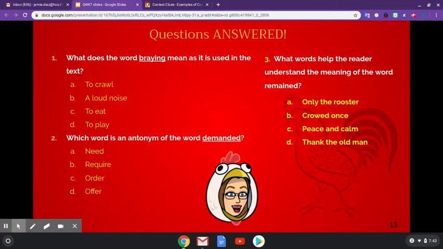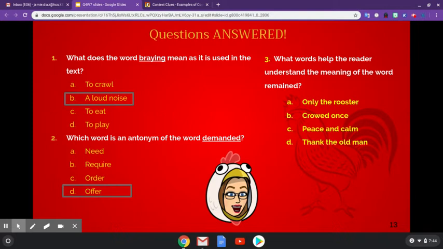Now let's get into some questions. What does the word bray mean as it is used in the text? Go ahead and think about that question. To make a loud noise, or a noise that a donkey would make. Number 2, which word is an antonym of the word demanded? So I want you to think of the word demanded, and what do you think an antonym of that word would be? Offer. Good job.